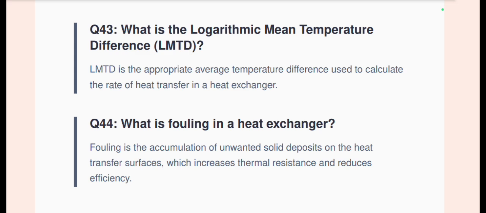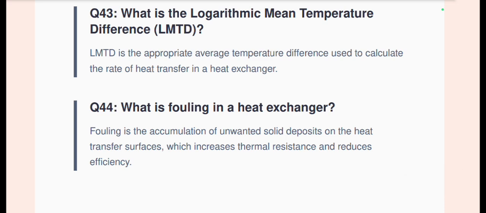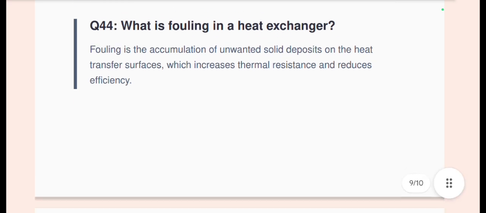43, what is the logarithmic mean temperature difference? LMTD is the appropriate average temperature difference used to calculate the rate of heat transfer in a heat exchanger. 44, what is fouling in a heat exchanger? Fouling is the accumulation of unwanted solid deposits on the heat transfer surface which increases thermal resistance and reduces efficiency.